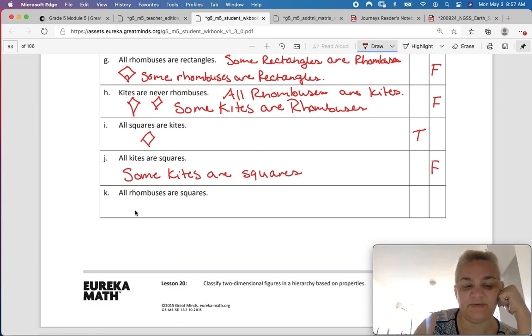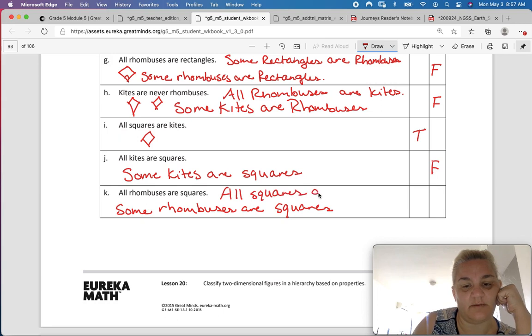All rhombuses are squares? No. But all squares are rhombuses. Some rhombuses are squares, but all squares are rhombuses.